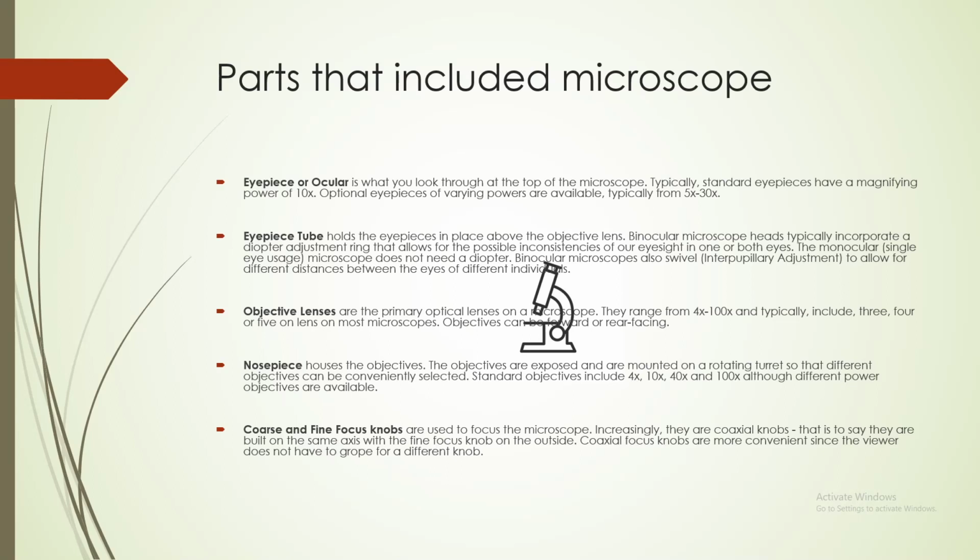Standard objectives include 4 times, 10 times, 40 times, and 100 times, although different power objectives are available. Coarse and fine focus knobs are used to focus the microscope. Increasingly, they are coaxial knobs, that is to say, they are built on the same axis with the fine focus knob on the outside. Coaxial focus knobs are more convenient since the viewer does not have to grope for a different knob.